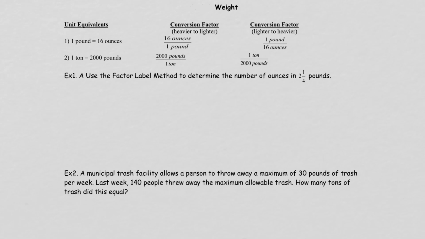Now we're going to look at weight examples. The same thing as what we've been doing, is just instead of lengths, we're going to look at the weights. So we have pounds compared to ounce, we have tons and pounds comparison. Let's look at example 1. Looks like the first example is trying to find ounce from the pounds. And the pounds given is the mixed fraction.